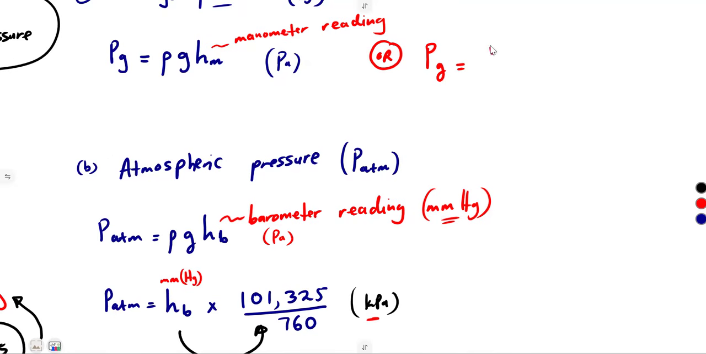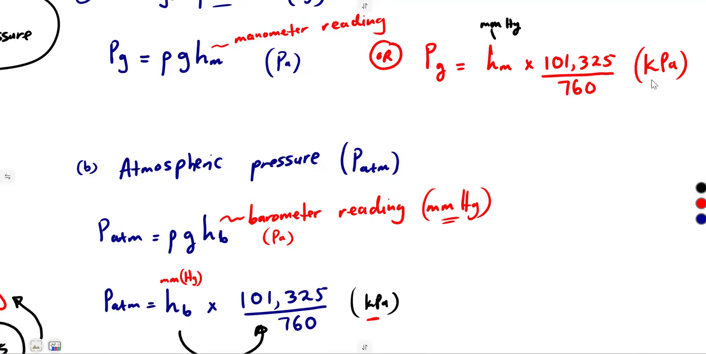So we can use this as HM. Remember, I said conversion. HM is in what? Millimeter mercury. So converting it to kilopascal, just like this, we must multiply by what? By this. We are now converting it to what? To kilopascal. So by multiplying by 101.325 over 760 is a conversion to the kilopascal at the end of the day. But this is taken as a negative always. It is taken as a negative value.